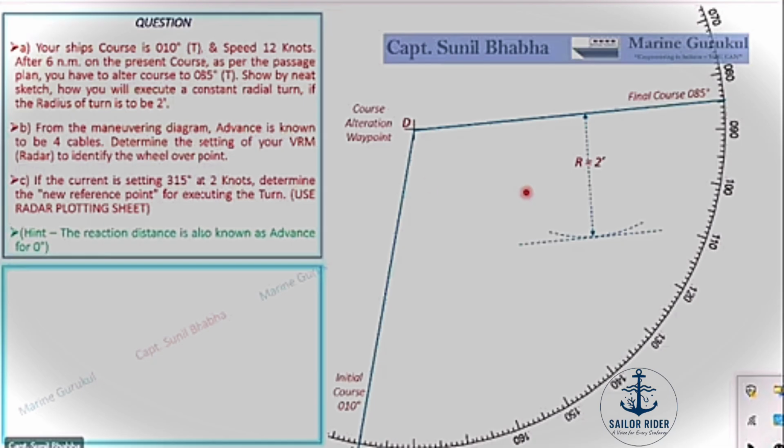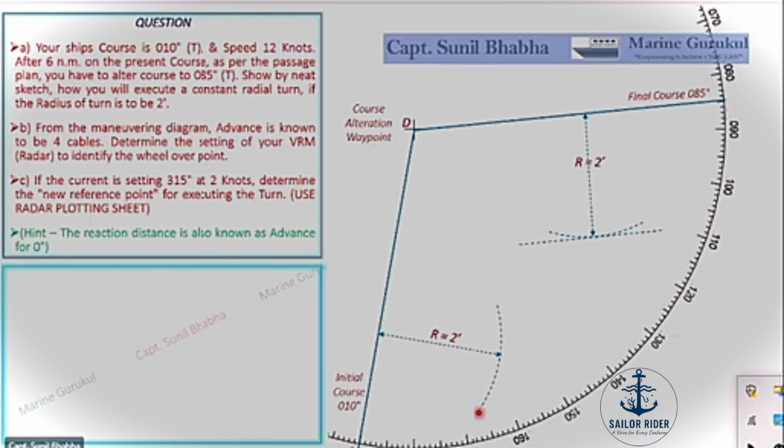Now the same procedure is repeated on the initial course also. I pick up one particular point on my initial course. This is the point which is picked up. Now keeping my compass centered at this particular point, opening it up to a radius of 2 nautical miles, which is equal to my radius of the turn, 2 nautical miles, I again draw an arc. You can see this arc also coming up on the screen.